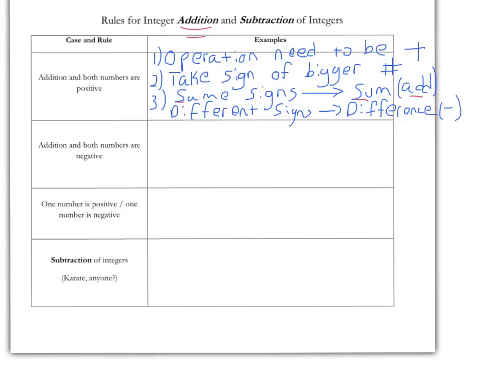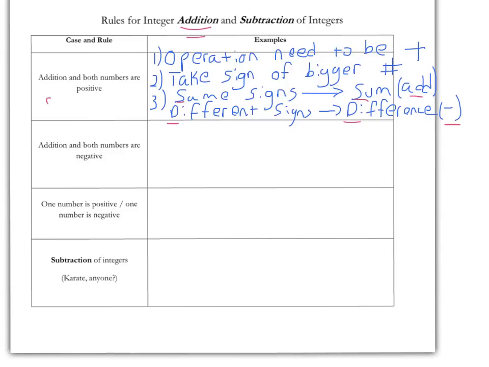Okay, you notice same starts with S, sum. We're going to find the sum. If the signs are different, we are going to find the difference, which means to subtract. Now addition, both numbers are positive.